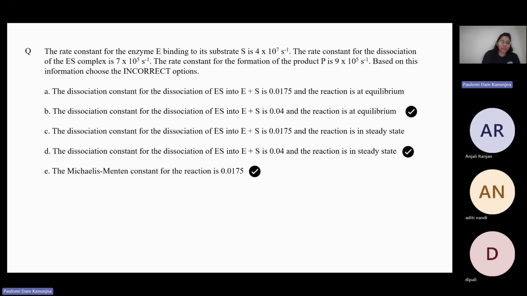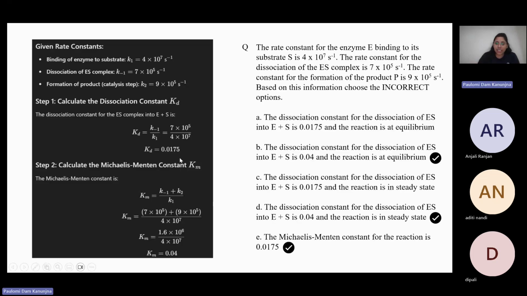Now I understand A and C read the same, but the difference is in the second part, which says the reaction is at equilibrium and the reaction is in steady state. Most of you have written that the equilibrium option is incorrect. So we'll see what is the difference between equilibrium and steady state and why both of them are correct. Both of them have the same value and can be the conditions. Why? Well, let's first solve it.